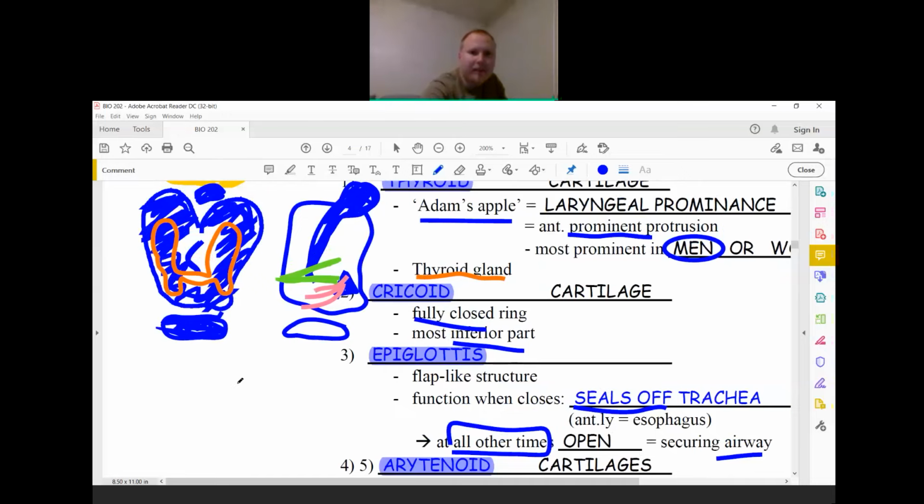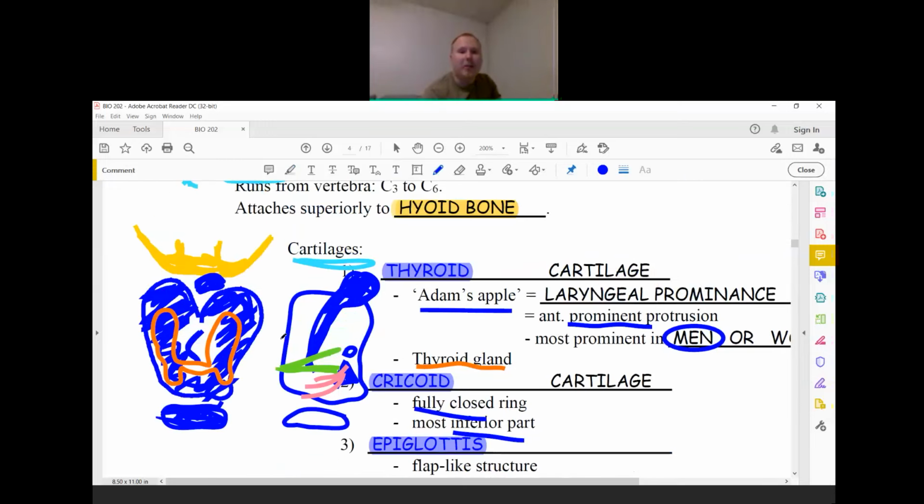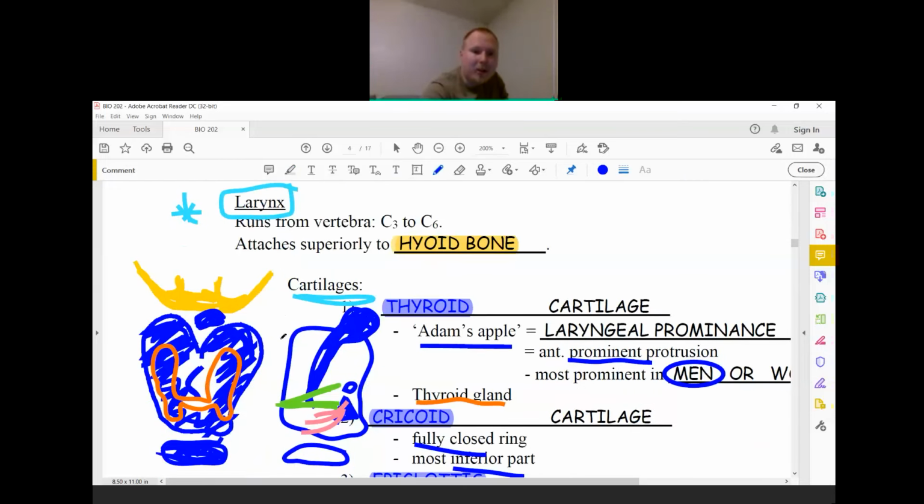So here, and then I wanted to mention the cuneiform cartilages, just in the name of completeness. Cuneiform cartilages are actually located within the mucous membrane of the larynx, within the thyroid cartilage. So it's sometimes not as easily visible, but there's one on the left, one on the right-hand side there.